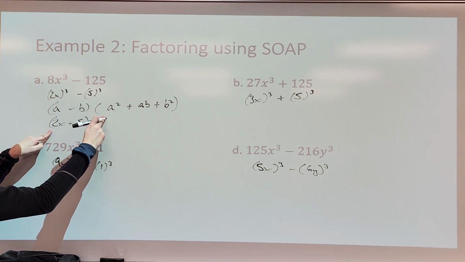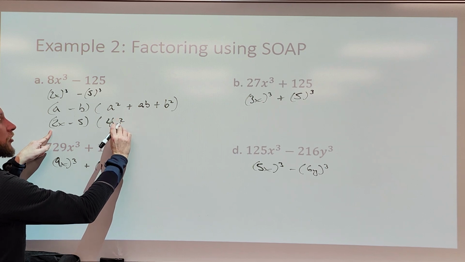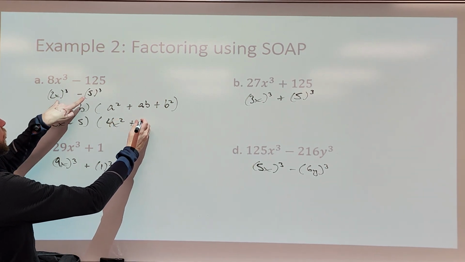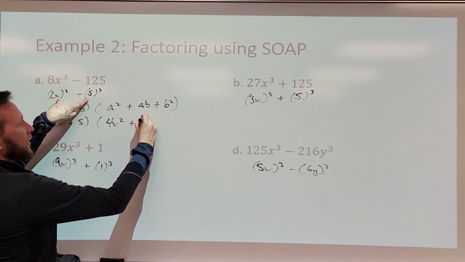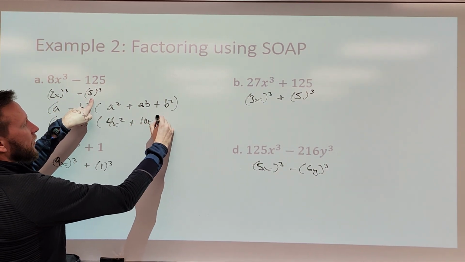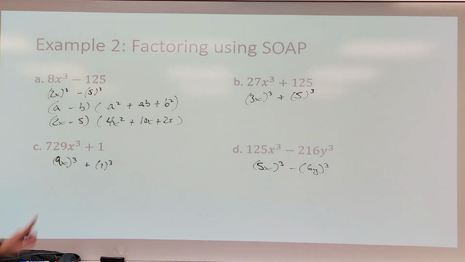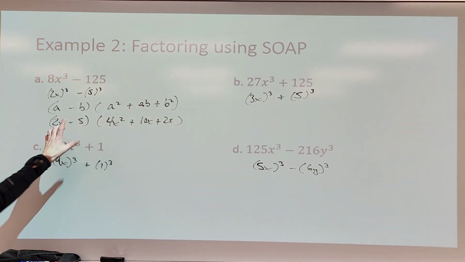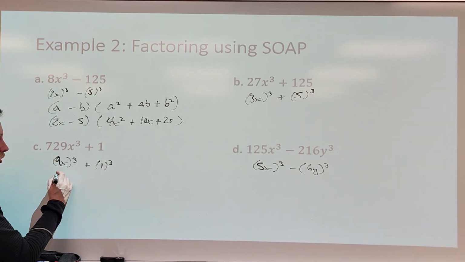So 2x is A. So when I get to A squared, I have 2x times 2x. 2x times 2x is 4x squared. 2x times 5 is 10 x's. And then 5 times 5 is 25. Done. That's it. You can check this to confirm that when you multiply those, you'll get that. I'm not going to use time on that right now, but you can, could, and probably should do that.